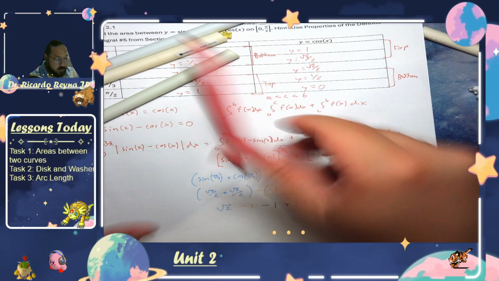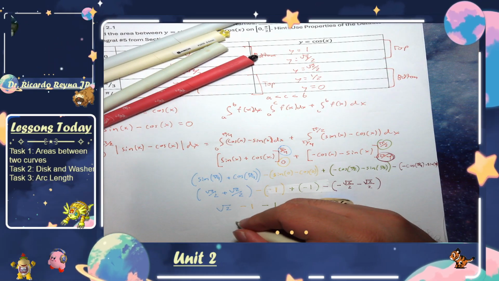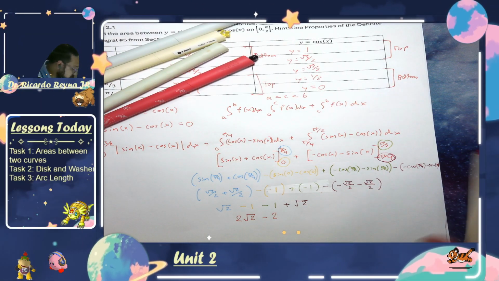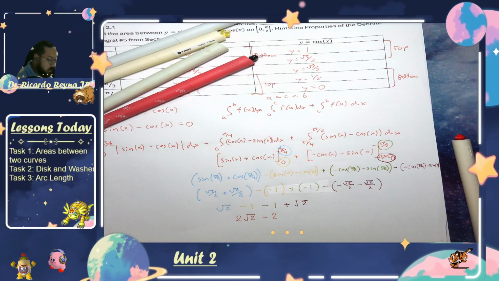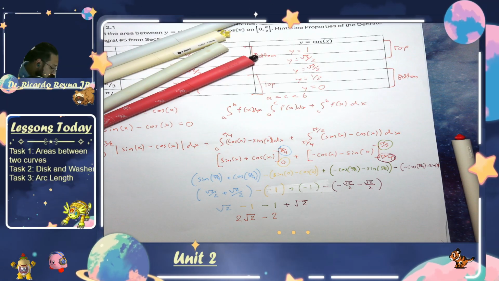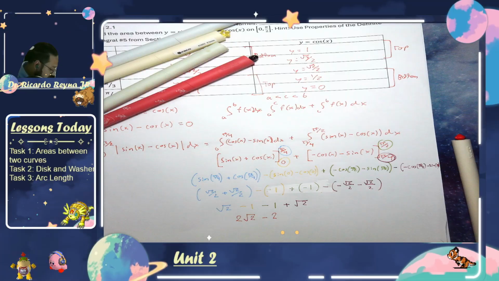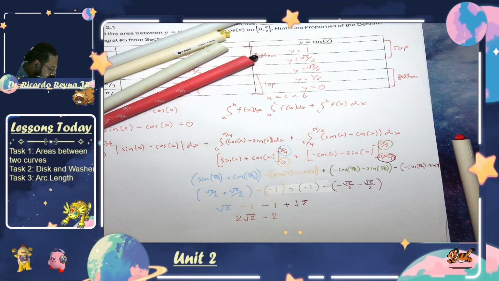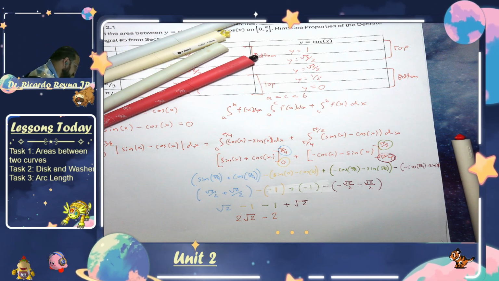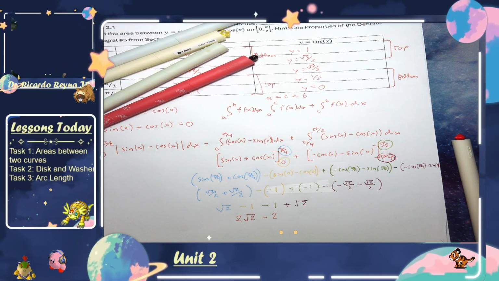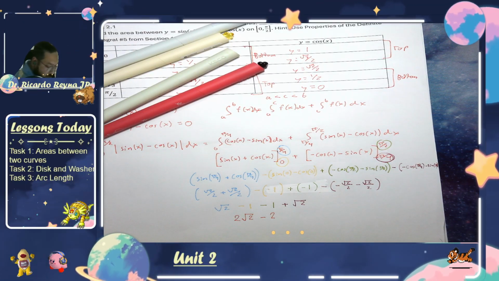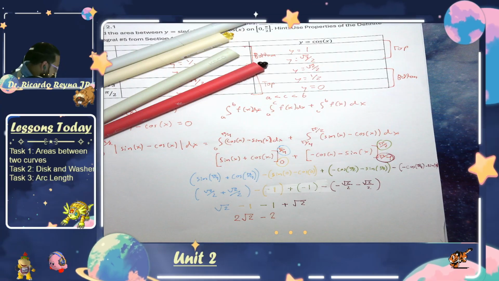So then our final answer comes out to the form 2 square root of 2 minus 2, which I believe is a positive area, but just to be safe, I'm going to type that into a calculator. Yeah, for sure we get a positive area. Okay. All right. And that is going to be it. Let me just double check my work.